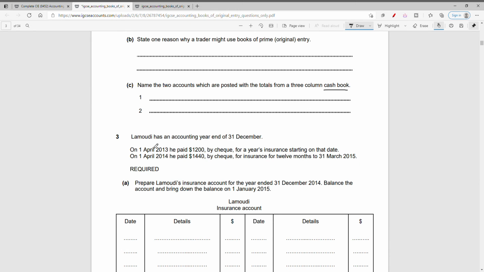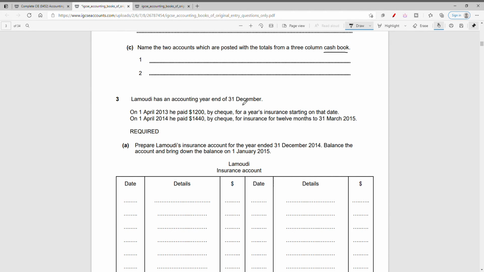The next one is, Lamodi has an accounting year end of 31st December. It says here are two transactions related to insurance, and it says, prepare Lamodi's insurance account for the year ended 31st December 2014. Okay, keep this in mind. This is really important because these are all done in 2013, 2014. It says balance the account and bring down the balance on 1st January 2015.